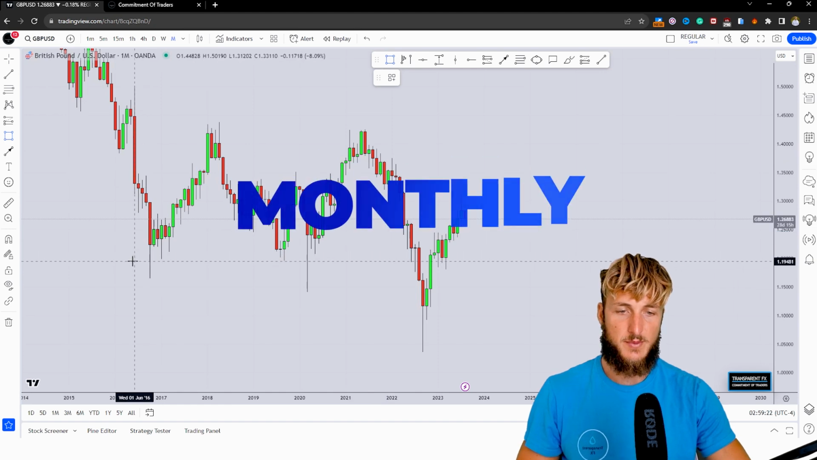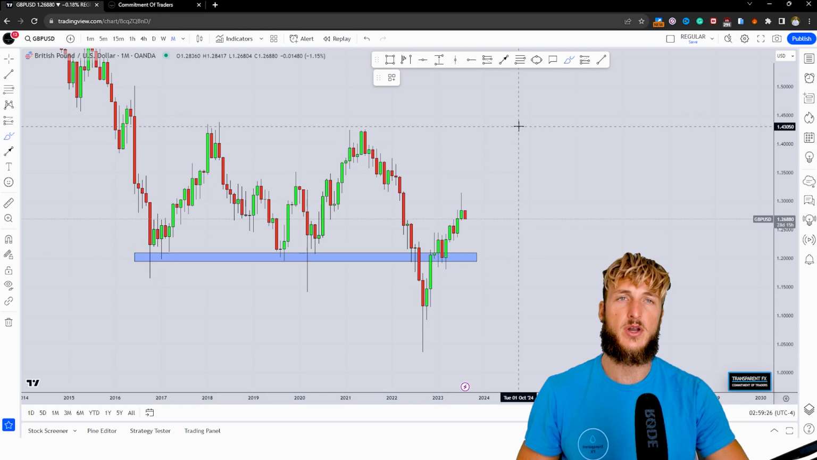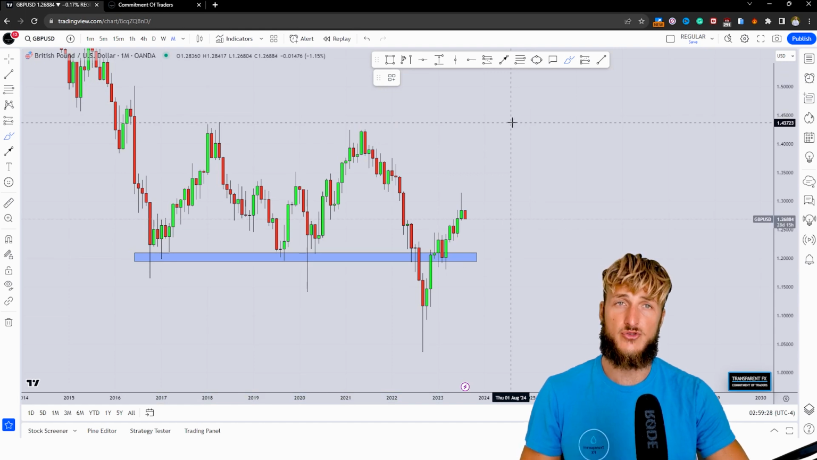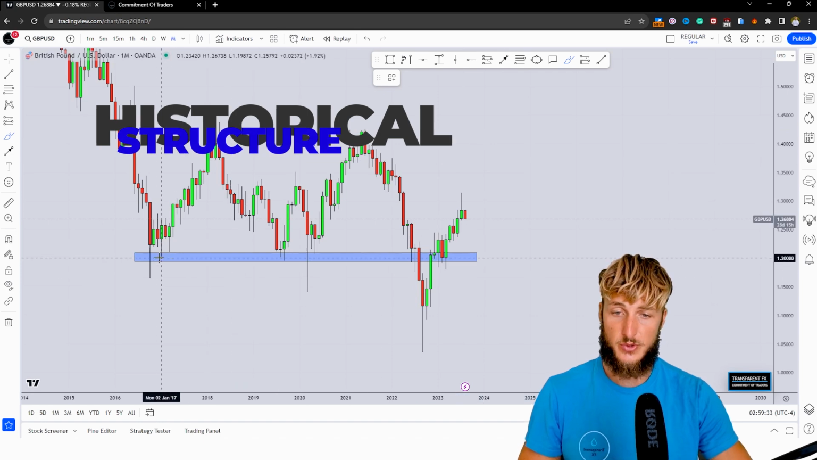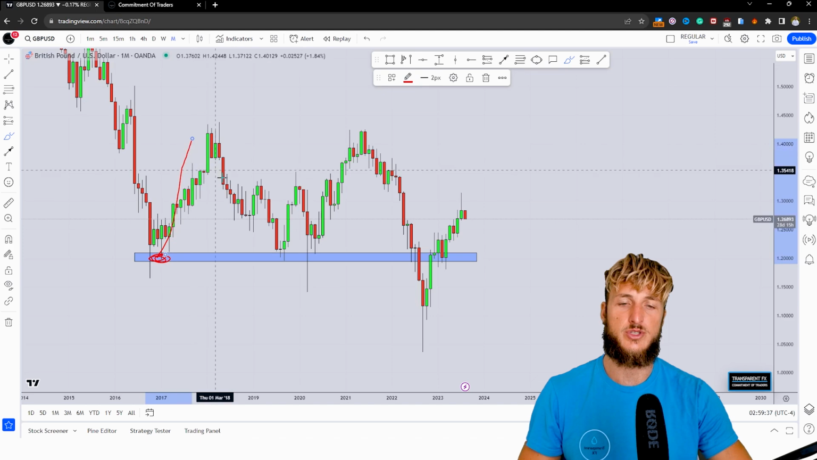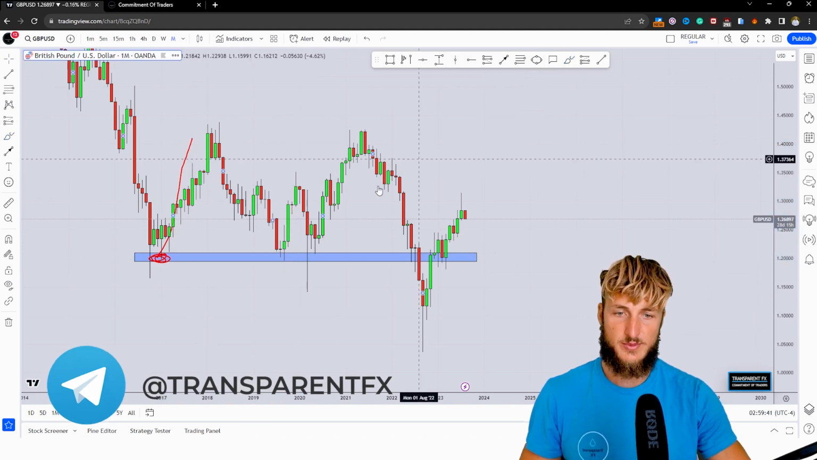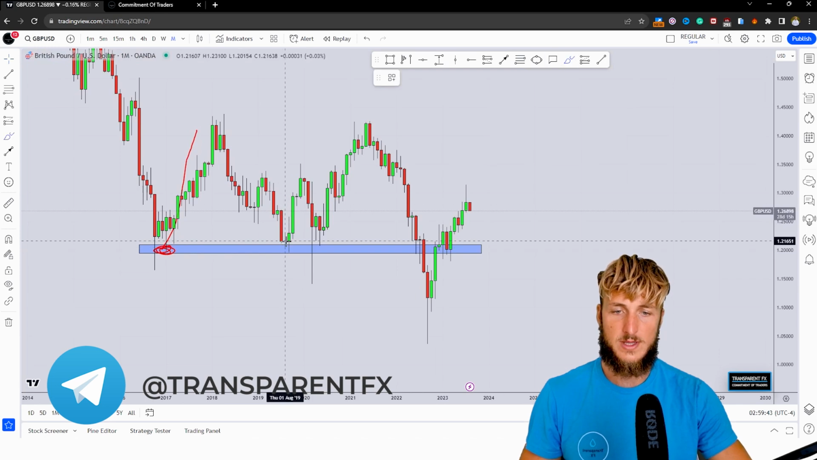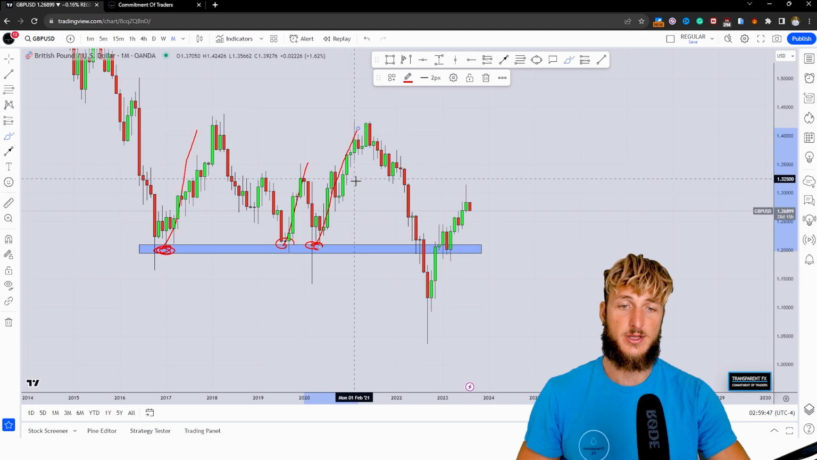Now, starting from the monthly time frame, what we must notice is that at the moment we have a market which is rejecting a quite strong and significant historical structure support zone. In fact, from here, all this previous rejection to the upside was created. Again, here, the market tested its zone and rejected it to the upside. We can see how, once again, when the market tested its zone here, it immediately rejected to the upside.